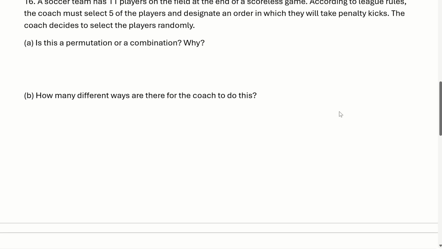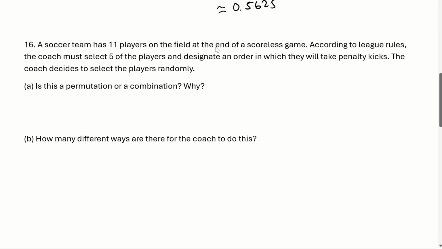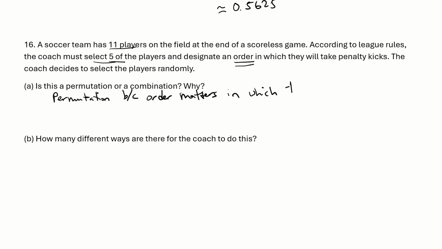All right, so number 16, a soccer team has 11 players on the field at the end of a scoreless game. According to league rules, the coach must select 5 of the players and designate an order in which they will take penalty kicks. So we got 11 players, we got to select 5 of them, and there's an order, okay? So this is a permutation or combination. This is going to be permutation since order matters, in which they will take penalty kicks.